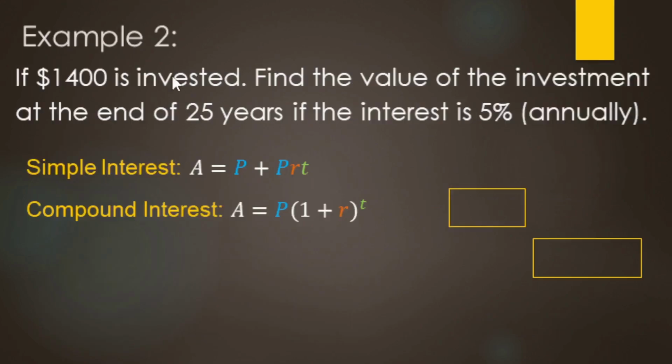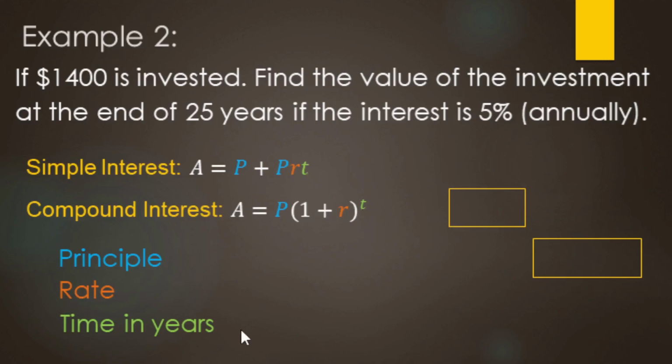So let's suppose you got $1,400 to invest for 25 years at a rate of 5% annually. So if you're doing simple interest, we can use this formula. Compound interest goes with this formula here. Now, some of these letters you may not know what they mean, so let's go ahead and break that down as well. The P stands for principal. That's your start amount. That's how much you're investing initially, okay? The R, that's going to be your rate, and that is as a decimal. And then the T, that's going to be your number of years, your time in years.